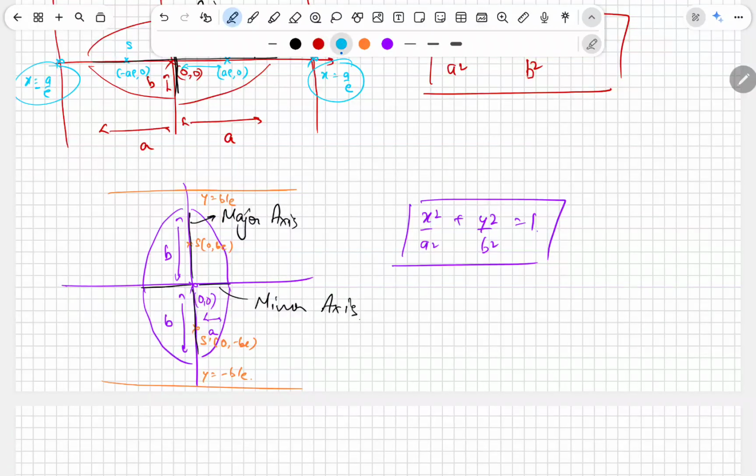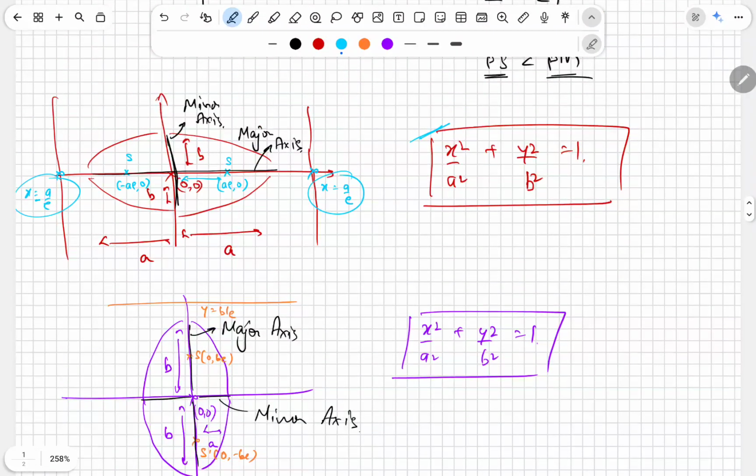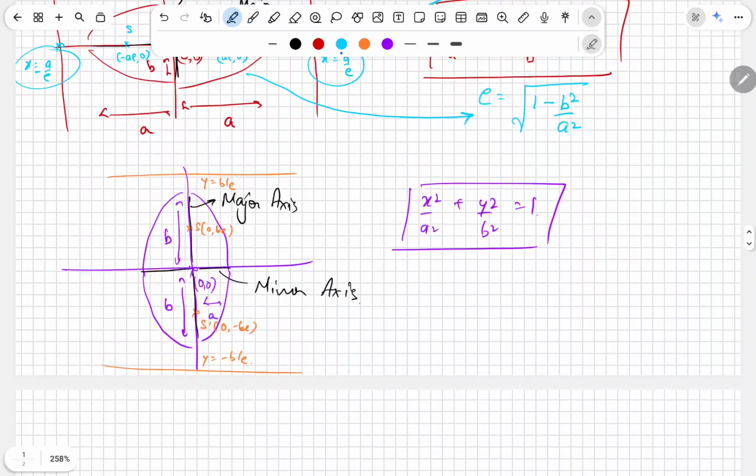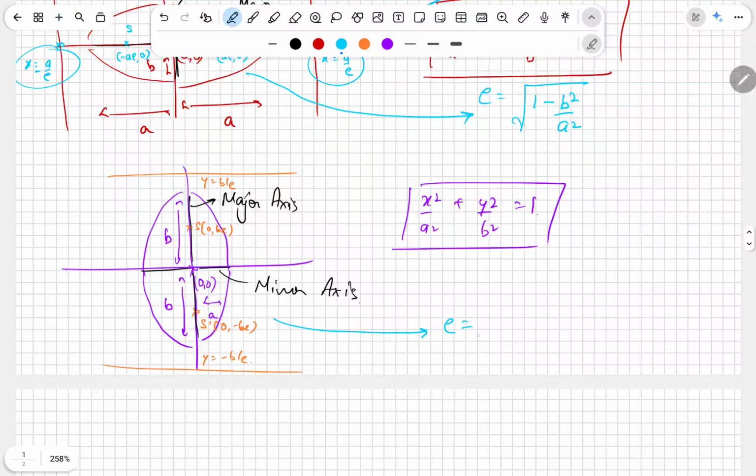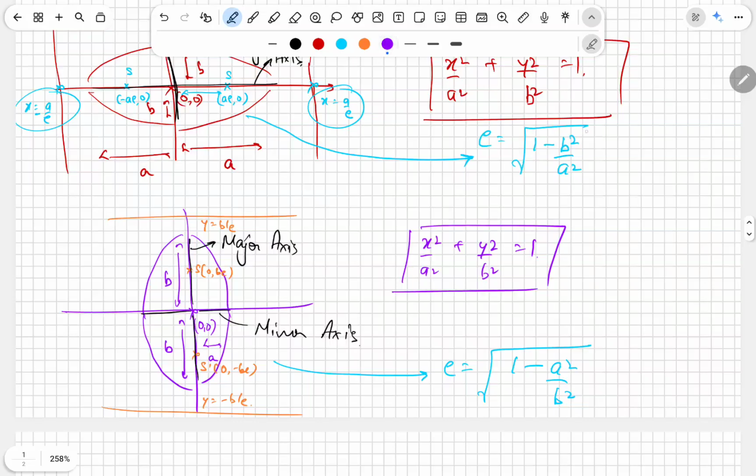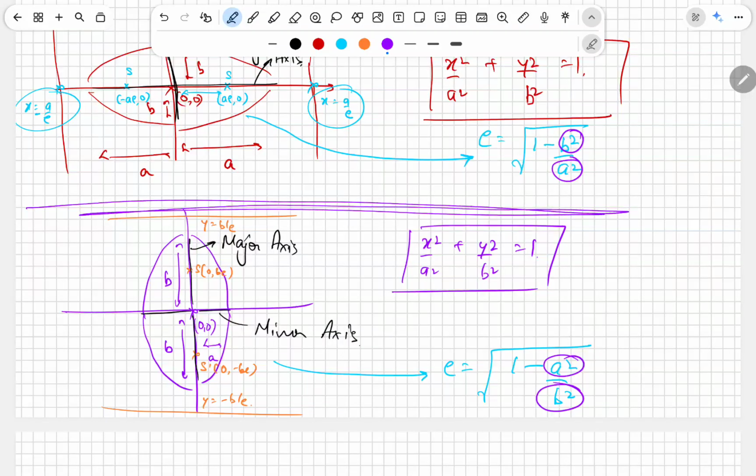Now let's talk about eccentricity of the curves. Eccentricity is under root 1 minus put the smaller thing upon the bigger thing. So for this ellipse, this is the formula for eccentricity. For this ellipse, eccentricity will be under root 1 minus smaller is A, so it will be A square by B square. Always remember, you have to put smaller upon bigger, smaller upon bigger. So for different ellipse, the formula is going to change.